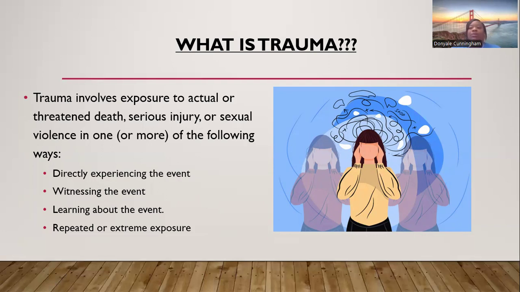Another way is learning that the traumatic events occurred to a close family member or a close friend, and in the cases of actual or threatened death, the event must have been violent or accidental. Also, experiencing repeated trauma or having extreme exposure to adverse details of the traumatic event. This can look like first responders collecting human remains, and police officers exposed to the details of child abuse.